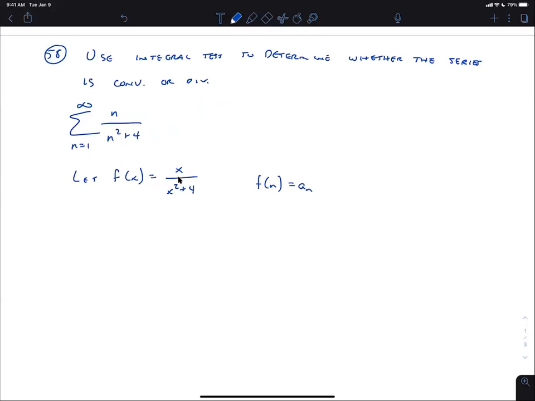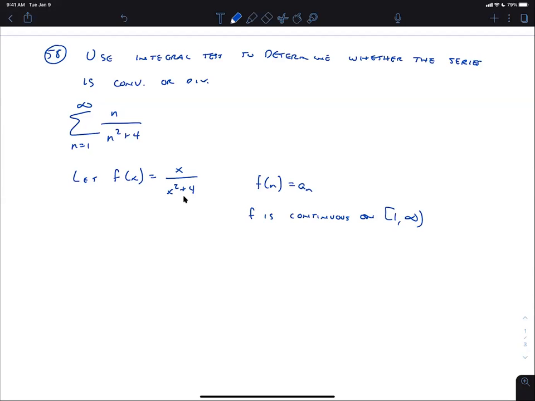F of n is whatever you get when you plug in n here. So that's the same thing. And then f is continuous, positive, and decreasing. So it's continuous on, and what we want is 1 to infinity, because that's what we're dealing with from 1 to infinity here. This is continuous everywhere. The only thing that would make something like this discontinuous is if there was 0 on the bottom, and there's no way to get 0 out of x squared plus 4.